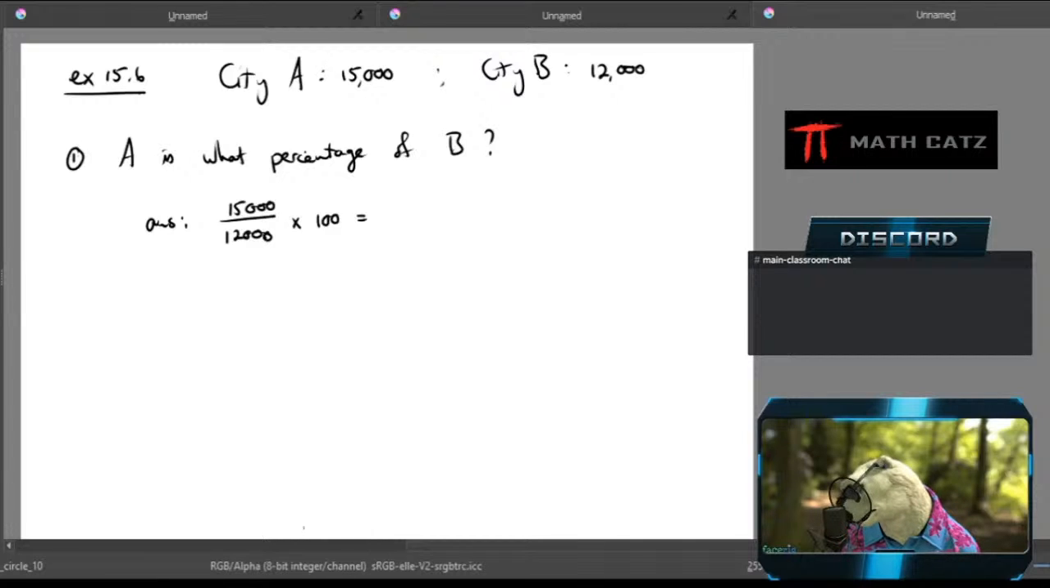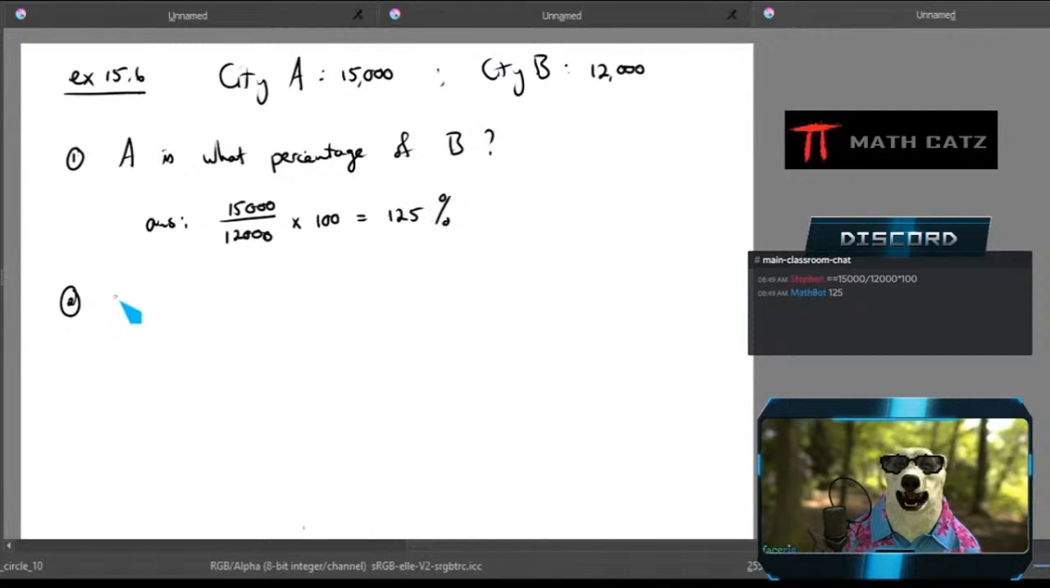15,000 divided by 12,000 times 100. Hopefully I type my zeros right. And we get 125. I'll just write here percent. Now it's good to think, well, does that make sense? Yes, because city A has more people. It's bigger than B. What percentage is it? 125%. So it should be over 100 because it is more than the number I'm comparing it to, the 12,000.